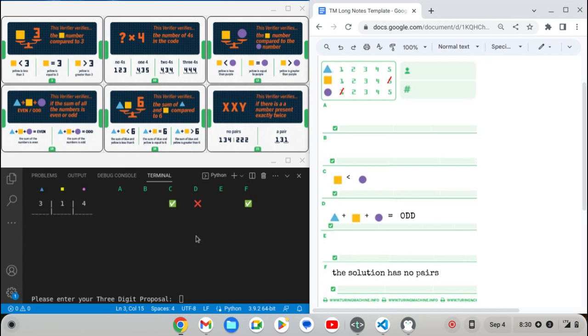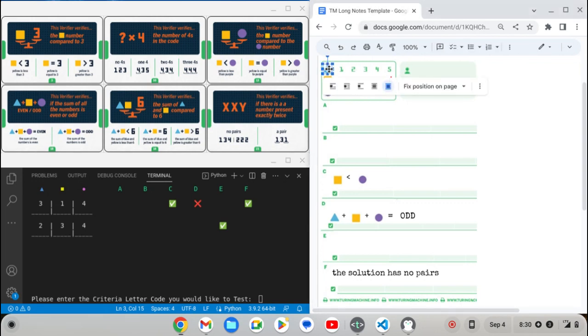Yeah, maybe. Let's go ahead and try that out. Let's do 2, 3, 4. Okay, so the first thing I think we should probably test, let's go ahead and test criteria card E. Okay, yes, so the sum of the first 2 digits is less than 6. Okay, so that was criteria card E, so let's type that up.